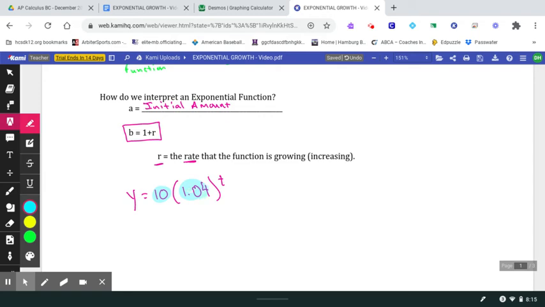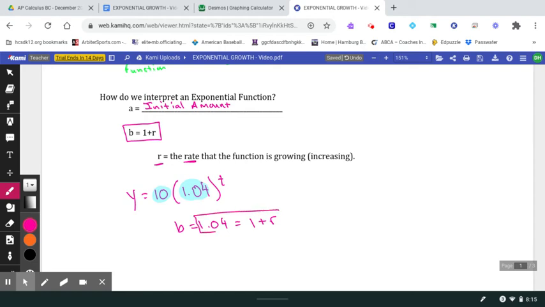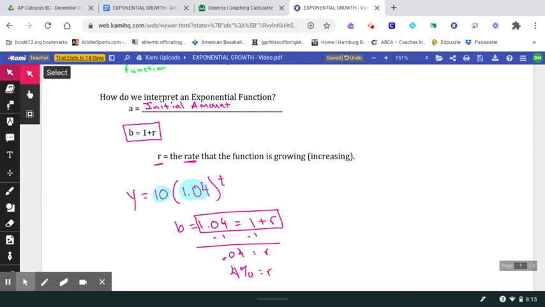Now, how do you look at this and get 4%? What are you talking about, Mr. Hill? Okay, well, think about this. The value of b is equal to 1.04, and that's equal to 1 plus r by definition. Well, what if I looked at this equation and solved for r? I would just subtract 1 from each side, right? That's 0.04 equals r. And like a lot of our rates, we're going to move the decimal 2 places to convert it to a percentage. So we're getting 4%. We're increasing at a rate of 4%.